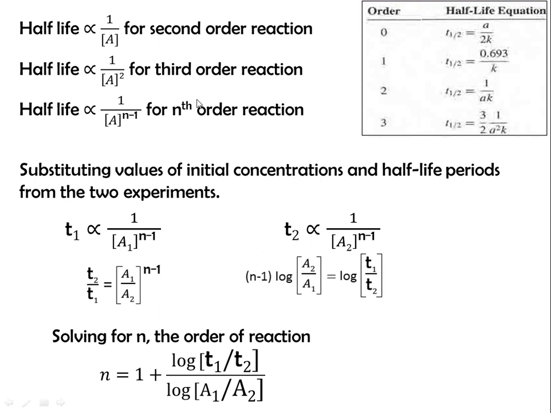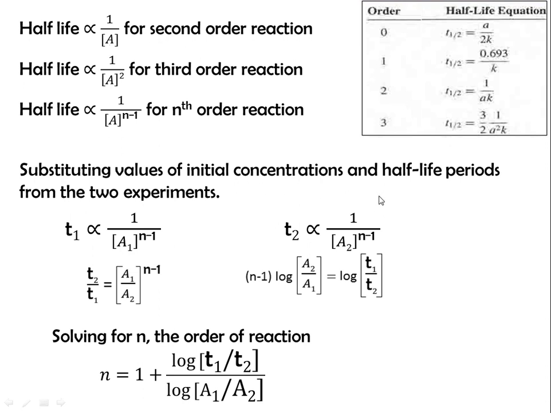But for second, third and fourth or nth order reactions, half-life is directly proportional to 1 upon the initial reactant concentration. For the second order it is A, for the third order it is A raised to 2, that is n minus 1. So when it is third order, 3 minus 1 is 2. When it is second order, 2 minus 1 is 1. And when it is nth order, then n minus 1. So half-life is directly proportional to 1 upon the initial concentration of the reactant.